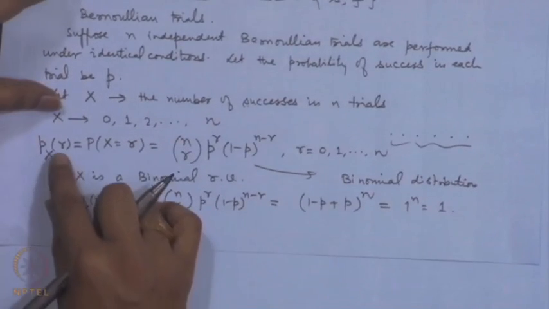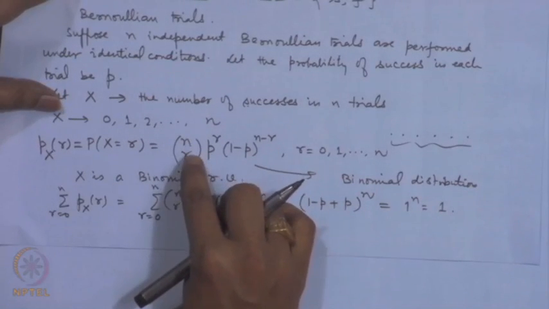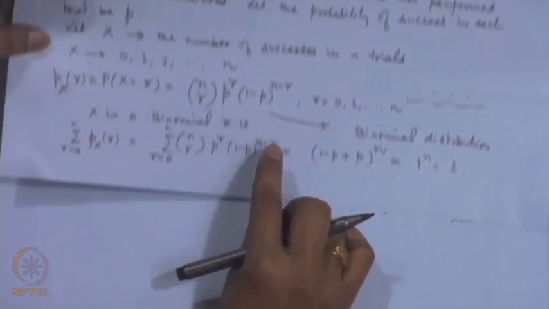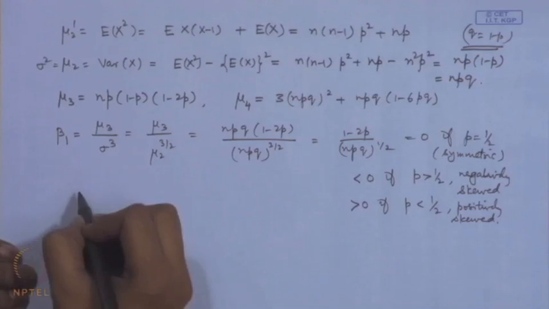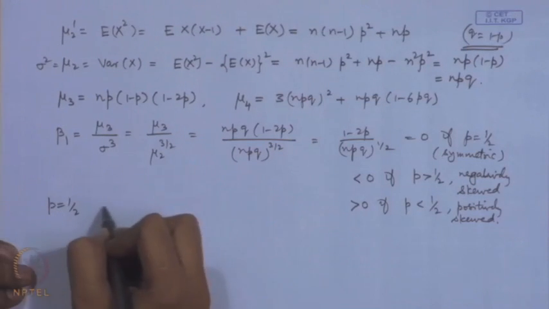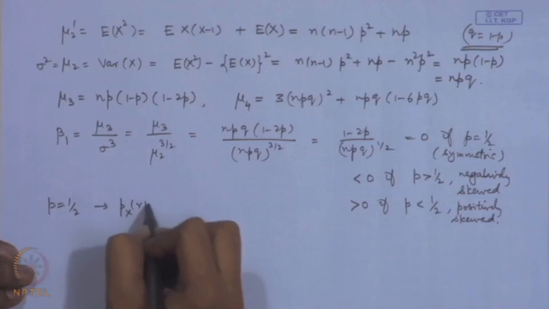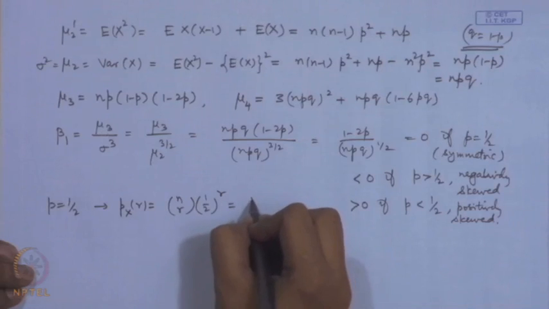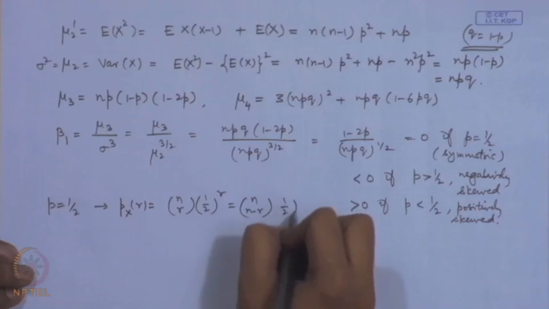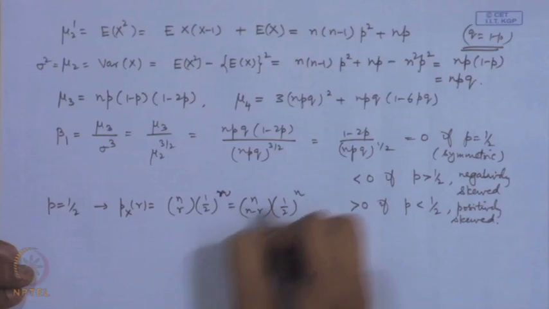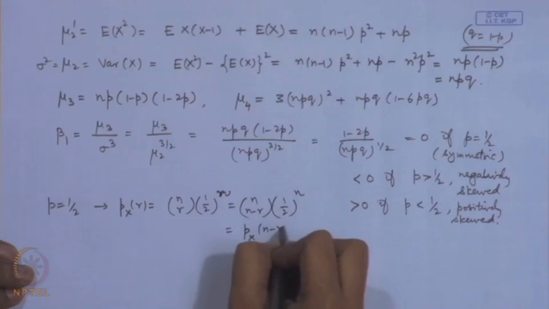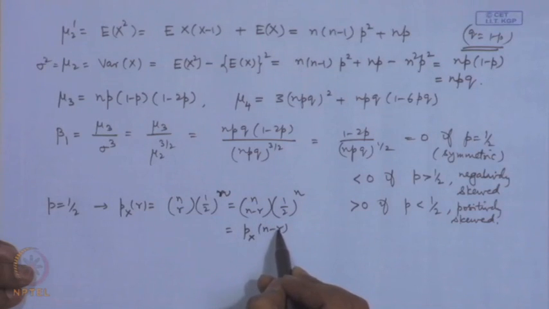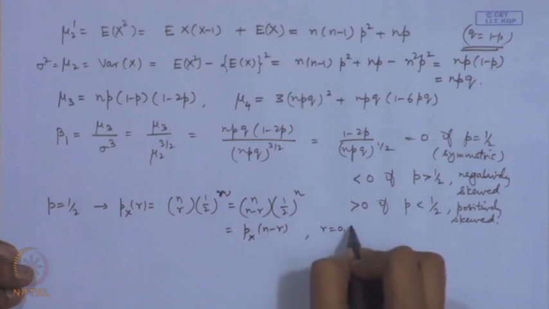The probability mass function of the binomial distribution is nCr p to the power r into 1 minus p to the power n minus r. Certainly, if p is equal to half, then you will get p x r is equal to simply nCr half to the power r, that is equal to nC n minus r half to the power n, that is equal to p x n minus r. That means, the probability for x equal to r and probability x equal to n minus r is same for r is equal to 0, 1 to n.